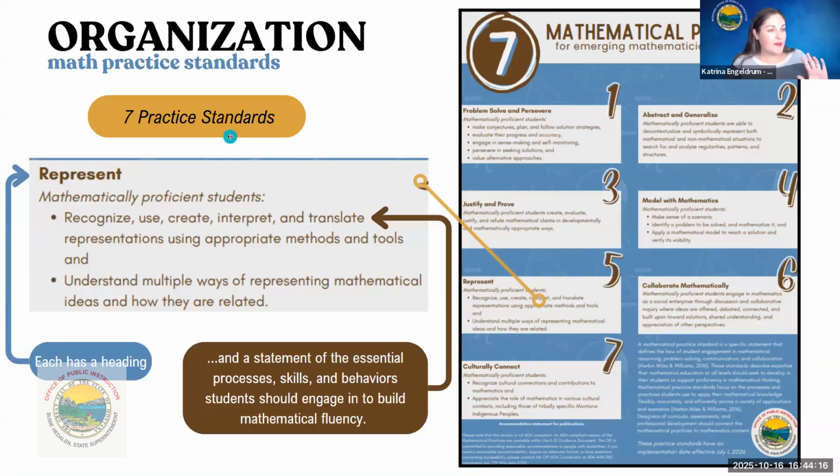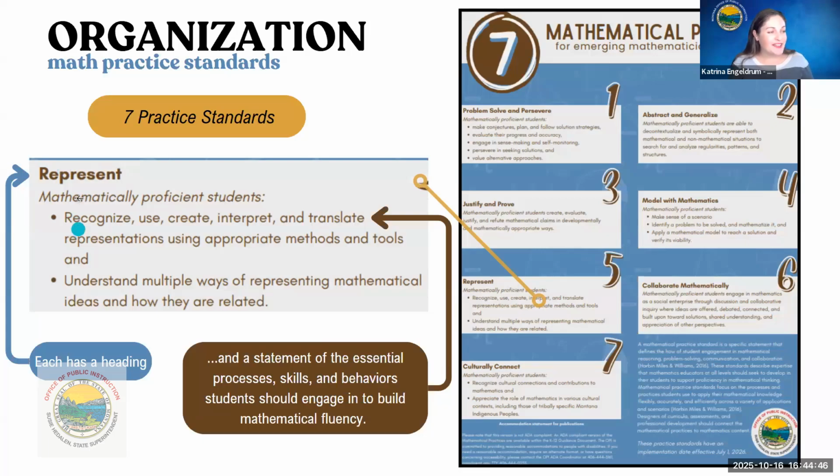So you'll see these posters. Somebody asked me if they're going to be sent to the districts. We don't have any plans to send out copies of the posters to the districts, but they can be printed. They are available online, and you can click this link, and I think Amy's probably going to drop it in the chat as well. What you'll see is that there are 7 math practices. Each one has a heading, and thankfully we don't have to interpret what representing means. They'll tell us.